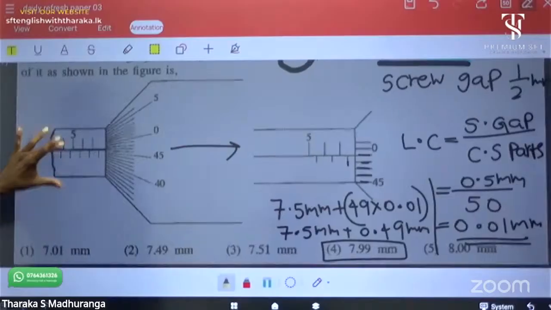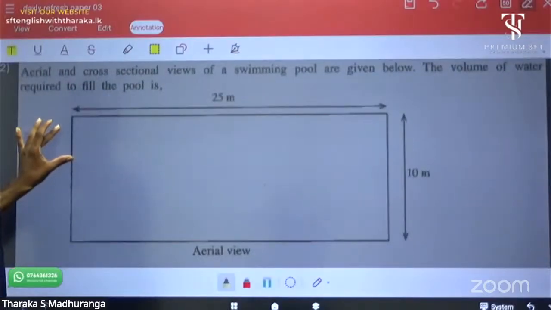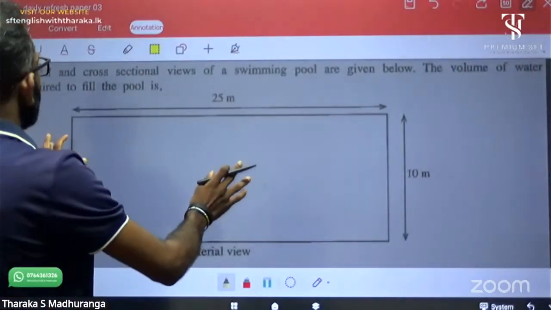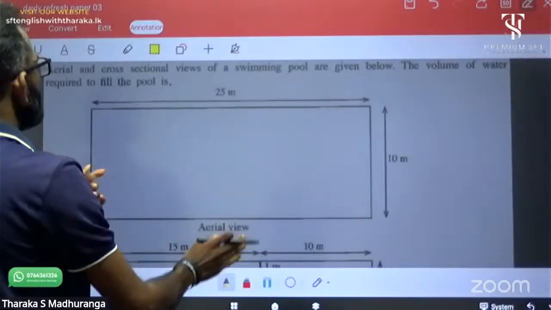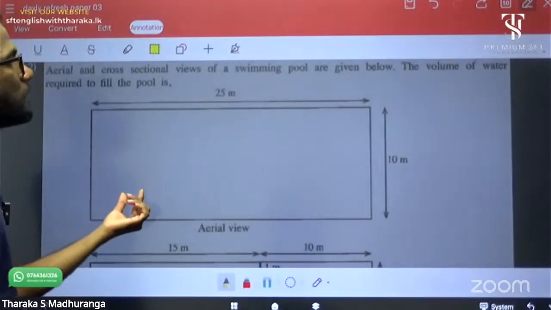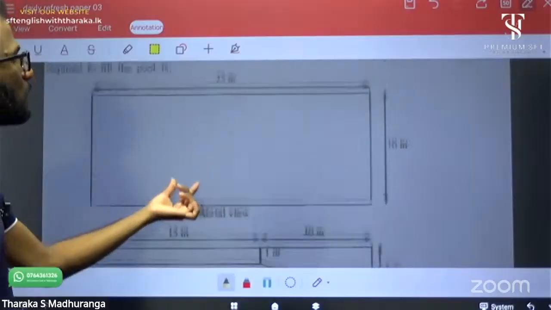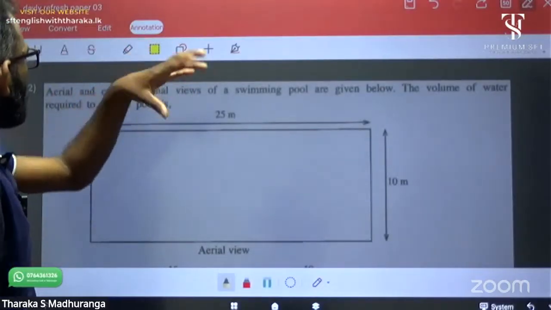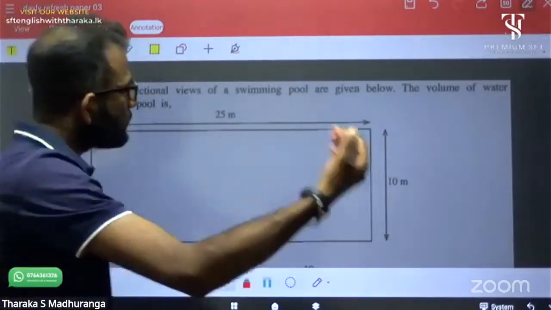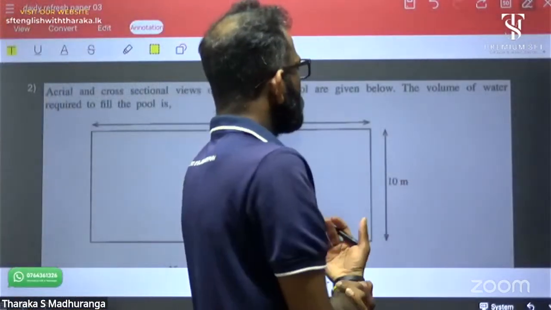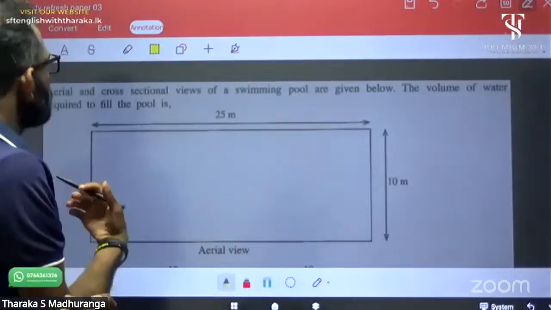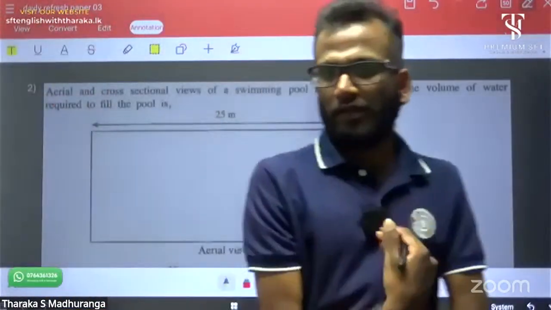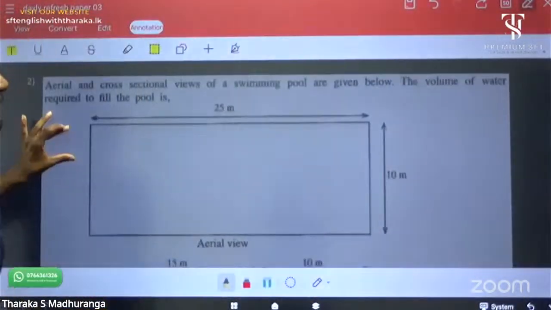Okay, question number 2. The aerial and cross-section view of a swimming pool are given below. Find the volume of water required to fill this pool. It's a good application question, a practical question.